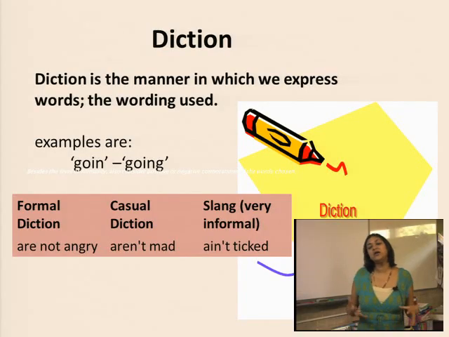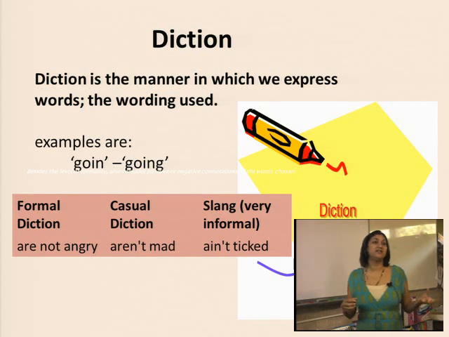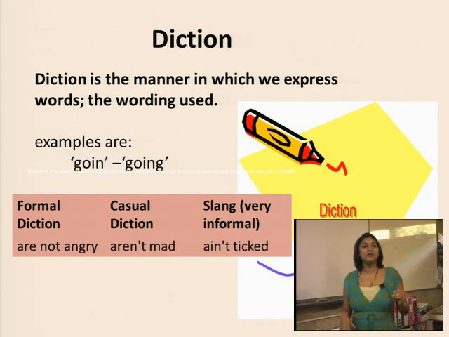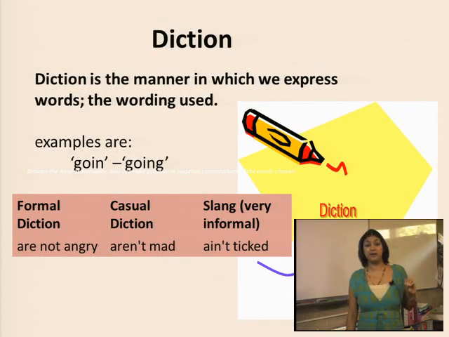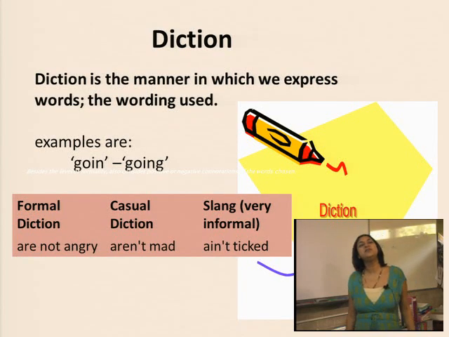Now, generally when we're talking about diction, we're talking about formal diction, or casual diction, or something that is slang. Slang is very, very informal. So if I want to speak formally, I'll say, I hope you are not angry with me. But if I want to be more casual, I'm talking to my friend and I'm not talking to the principal, I might say, I hope you aren't mad. Because aren't is a contraction of are not, and mad is just a more casual way of saying angry. And if I'm speaking in slang, I'll say, well, I hope you ain't ticked with me, hey. We don't really speak that way, but we often use the word ticked. We say, I was ticked off at somebody, which means that you are speaking slang.